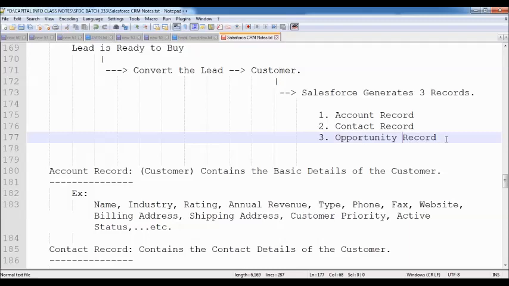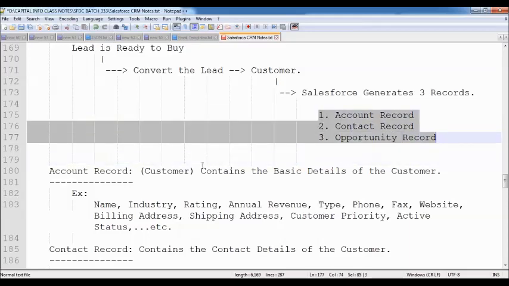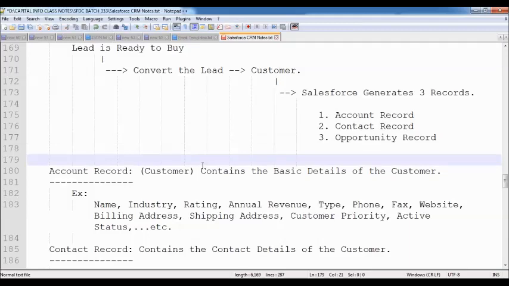That means what products the customer has purchased, what quantity he has purchased, what revenue we have generated, that means what the bill amount is. The whole information will be represented by the opportunity record. So these are the 3 records generated by Salesforce.